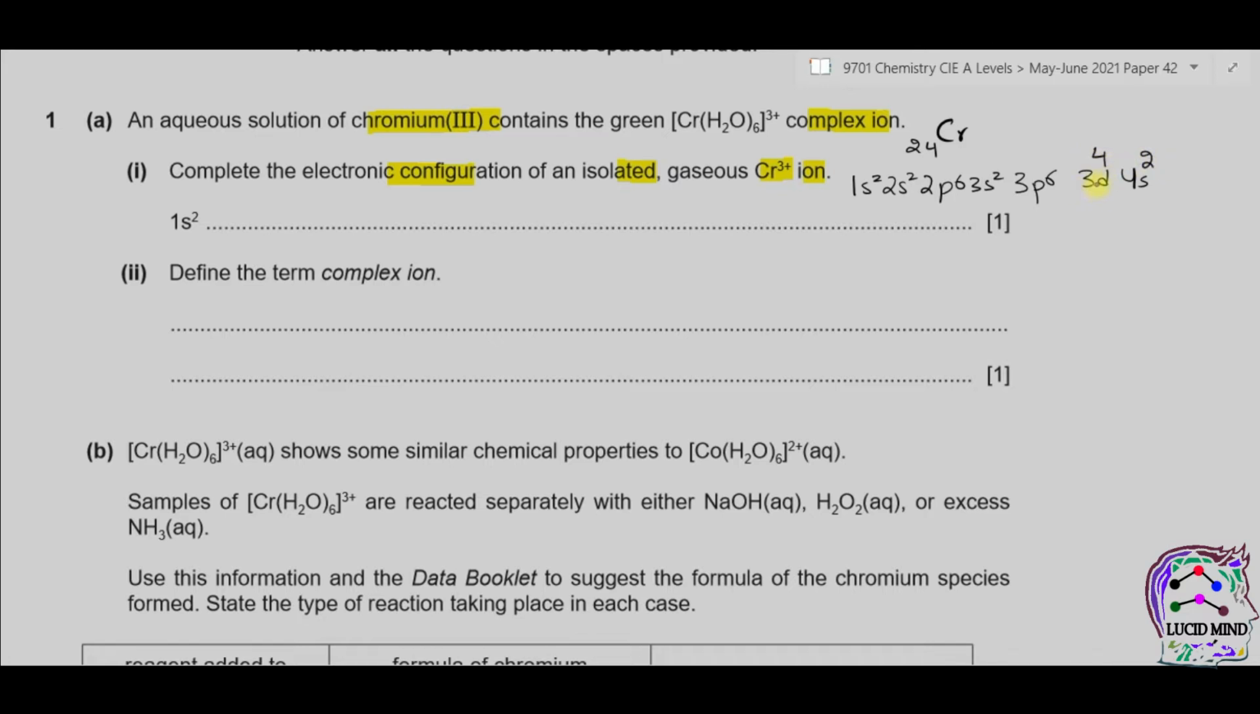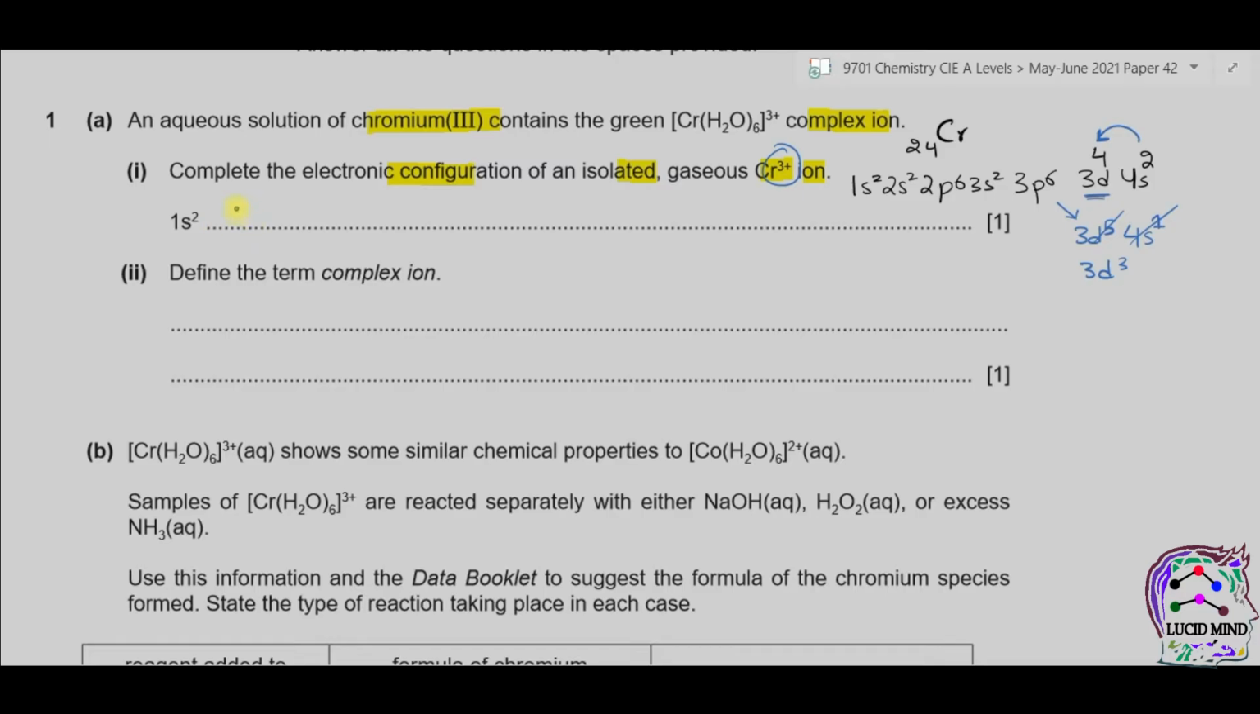Now we can see that 3d has 4 electrons, which is an unstable form, as the d orbital is more stable when it is half filled. It must have 5 electrons, so 1 electron will move from 4s to 3d and it will become 3d5, 4s1. So this is the electronic configuration of neutral chromium. Now when 3 electrons are lost, first electron is lost from 4s, so 1 from 4s and 2 from 3d will be lost. So we have 3d3 remaining.